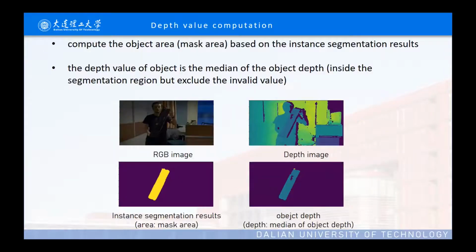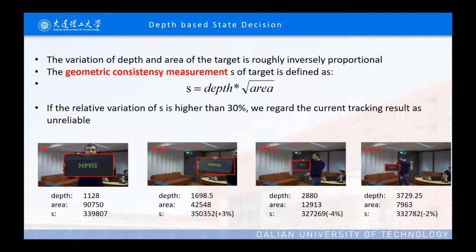The depth value is mainly used to determine the target states, namely whether the tracking is successful or the target is already lost. To this end, we first compute the median depth value of the target region according to the instance segmentation results. We then leverage a simple heuristic that the variation of depth and area of the target is roughly inversely proportional.